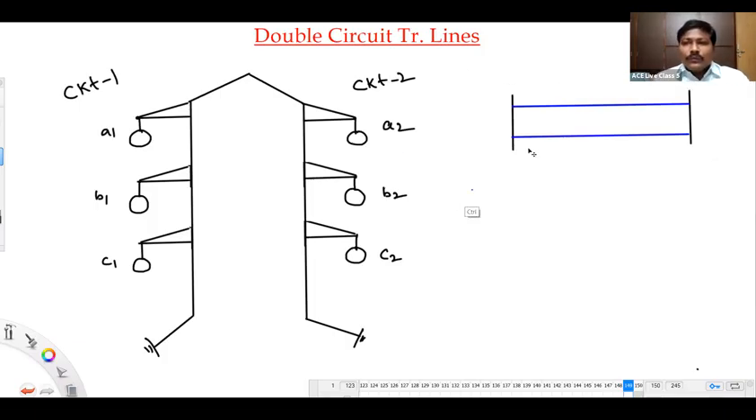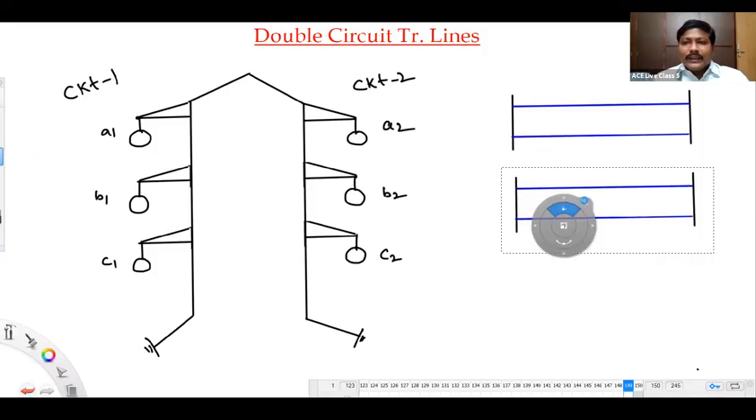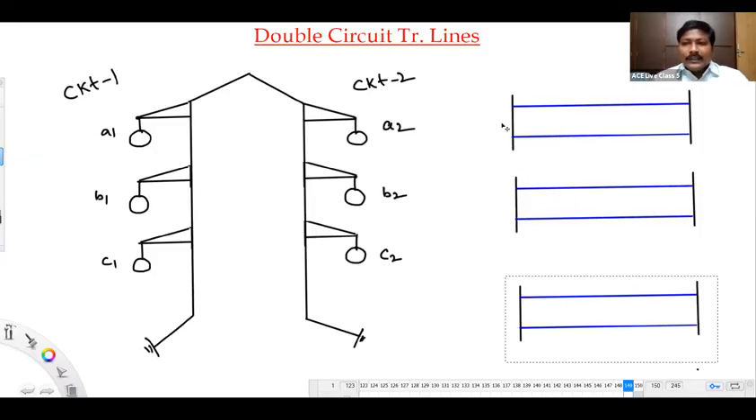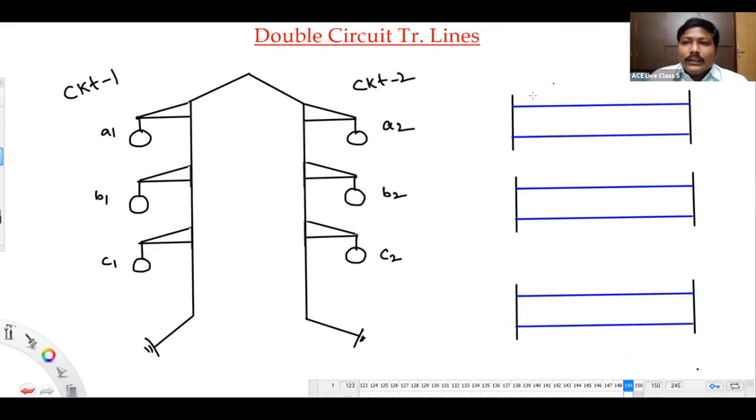B1, B2, right? Like this, you can say phase B bus bar, and then we have C1, C2, and this is the phase C bus bar. So I'll call A1, A2, B1, B2, and C1, C2. Phase A, phase B, phase C. This side is the sending end side, and this side is the receiving end side for all cases. So both circuits are running in parallel.